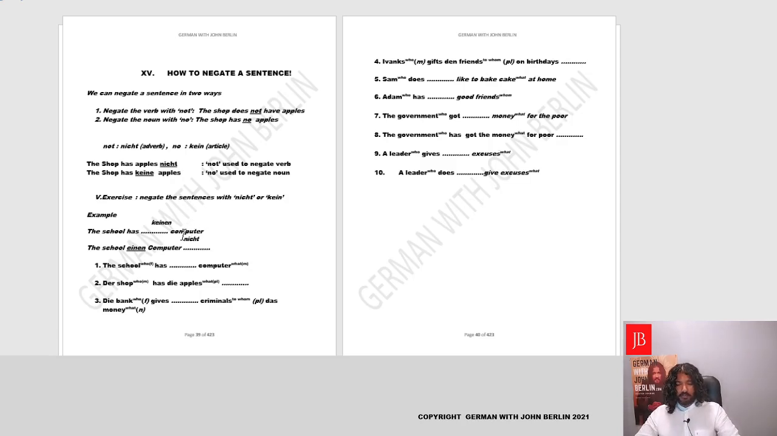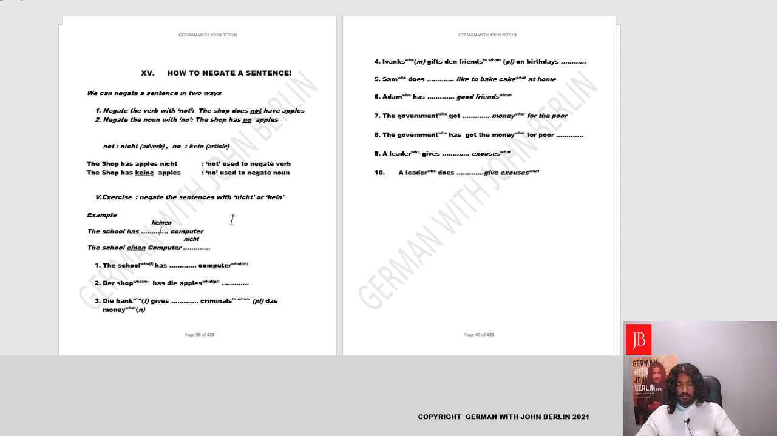Let's try to sort them out. Now this first one is already done for us. The school has no computer. The school has keinen Computer. How did we get keinen? It is basically what has what not. So basically the school has no computer. Computer is accusative. And from accusative we remember den, die, das, die. From den we get our ending of en, and our negative article we already know is kein. So it becomes keinen. Perfect. The school has keinen Computer.